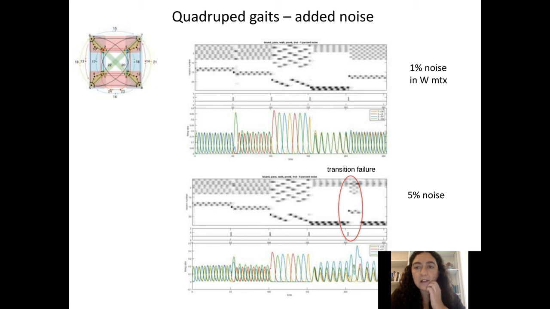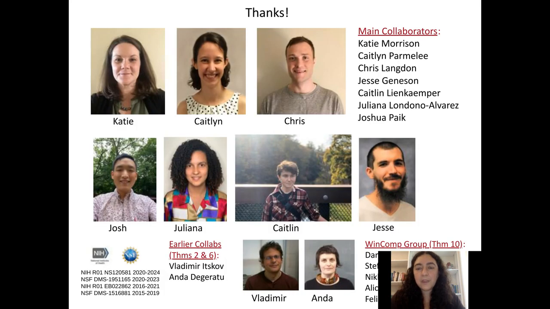And then we've added also noise to the W matrix to see that there's some robustness here in the architecture. 1% noise in the W matrix didn't alter the dynamics at all. 5% noise, and we did see a transition failure between some of the gaits in this last transition. So it does break down at some point. And I think I want to end there.